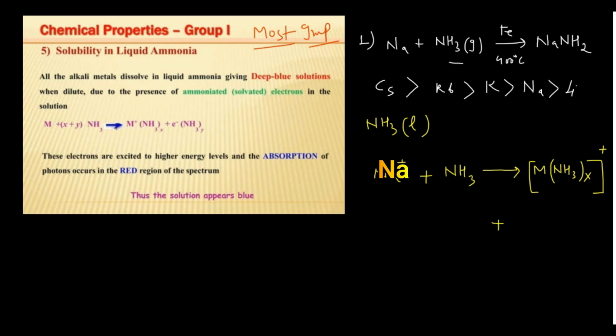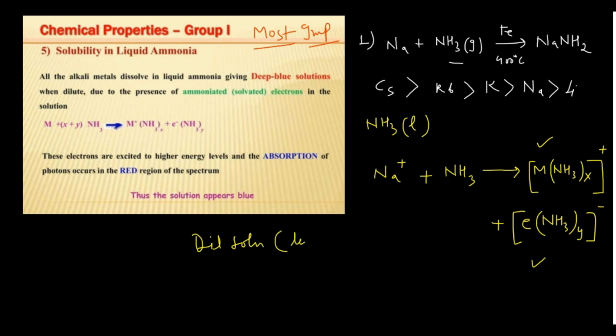And next is your ammoniated electron, e(NH3)y, and since this is an electron, I can put a negative charge here. So these two species are generally formed. This is your cation, this is your anion, and they have different functions. Now, as I told you, a dilute solution means less ammonia. When you put any metal like sodium, it will give you a light blue color.